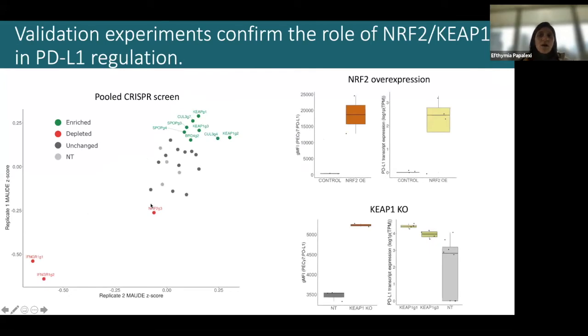We validated this involvement of NRF2 and KEAP1 in PD-L1 regulation by doing a couple of things. First, we did a small pooled CRISPR screen targeting CUL3, KEAP1, SPOP, and NRF2. We showed that the PD-L1 high expressing cells are enriched with guides targeting KEAP1, CUL3, and SPOP. And conversely, they are depleted of NRF2 guides and also our negative control, which was interferon gamma receptor 1 guides. Further, we also overexpressed NRF2 in our cells to show an upregulation of both PD-L1 mRNA and protein levels, and also did single guide KEAP1 knockouts to show the same effect.